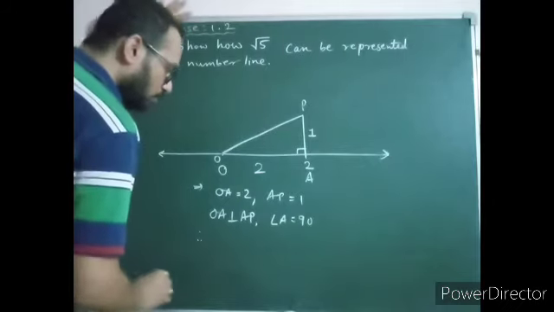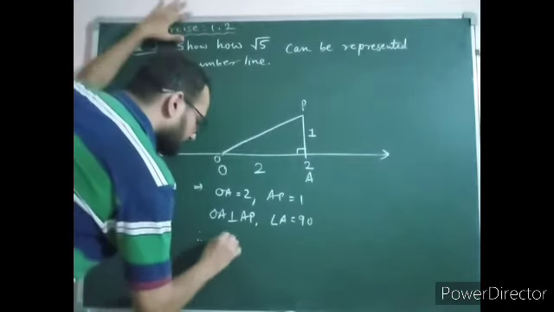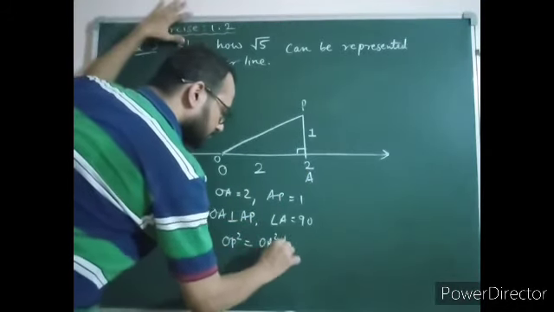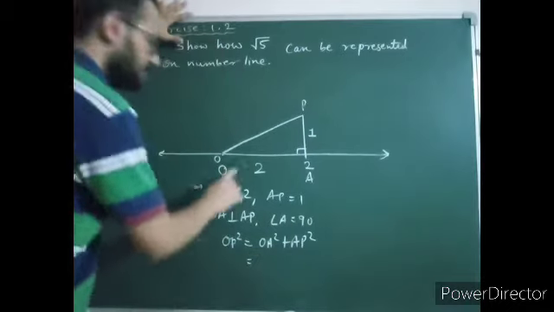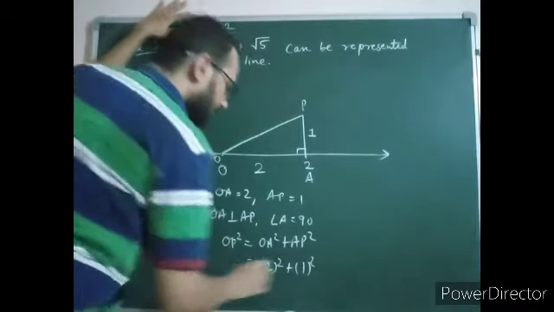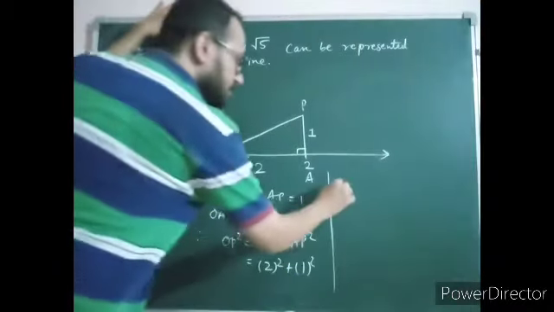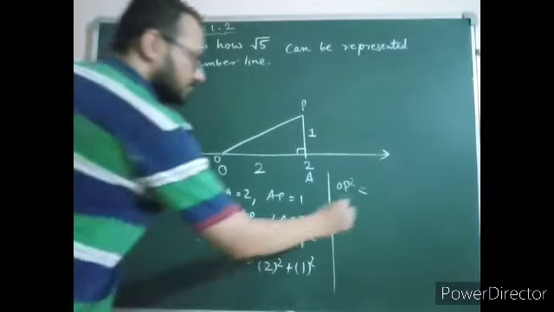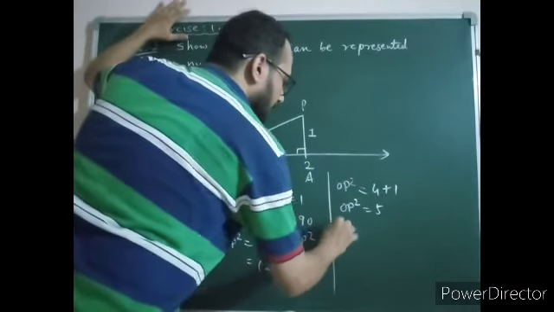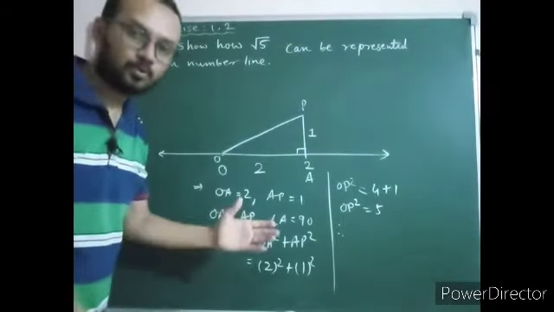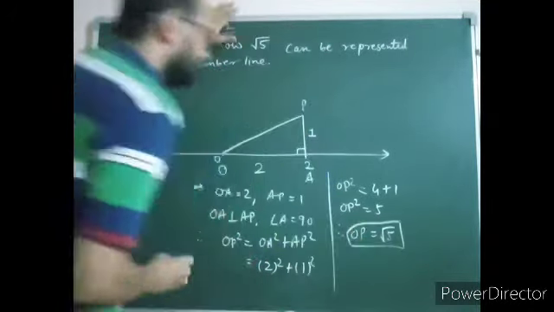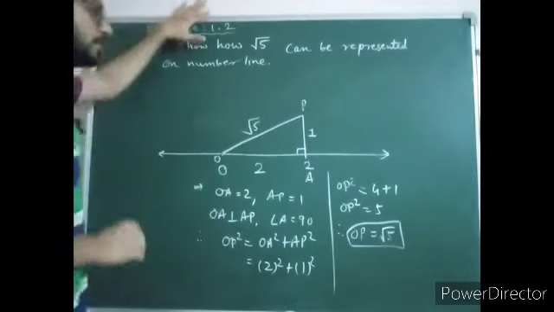Therefore in triangle OAP, hypotenuse square, that is OP square, equals OA square plus AP square. Here OA is 2, therefore 2 square plus AP is 1 square. We know that OP square equals 2 square is 4 plus 1 square is 1, 4 plus 1 is 5. OP square equals 5, so OP will be the square root of 5. Therefore we get OP equals square root of 5. This is the length of this OP, square root of 5.